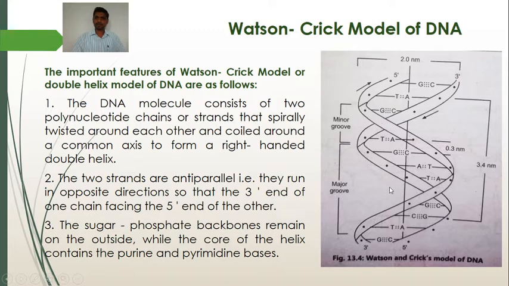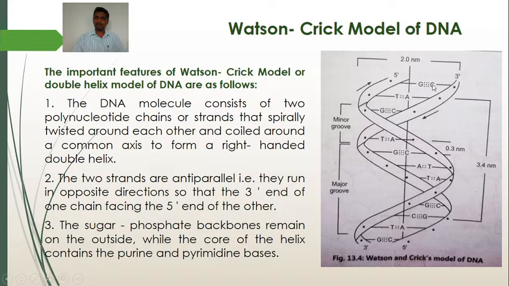The sugar phosphate backbone remains on the outside. So here is the sugar phosphate backbone which is on the outside, while the core of the helix contains the purine and pyrimidine bases. So there are four nitrogen bases: adenine and guanine, these are the purines; cytosine and thymine, these are the pyrimidines.